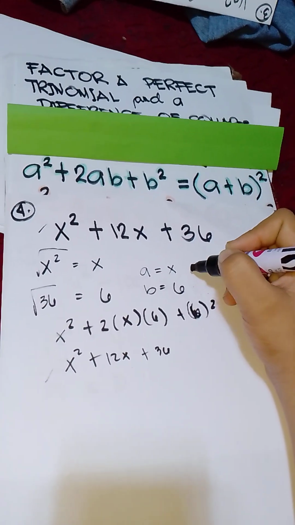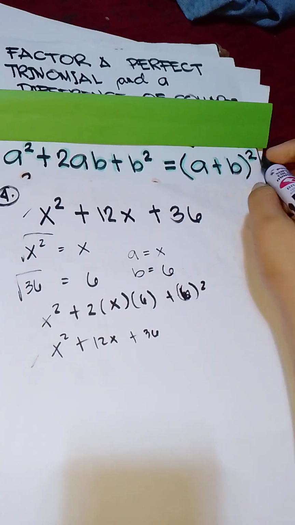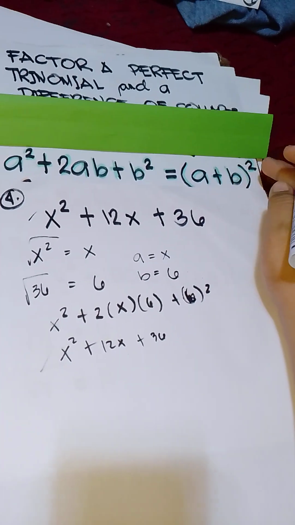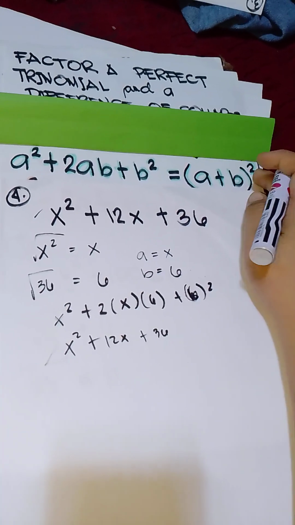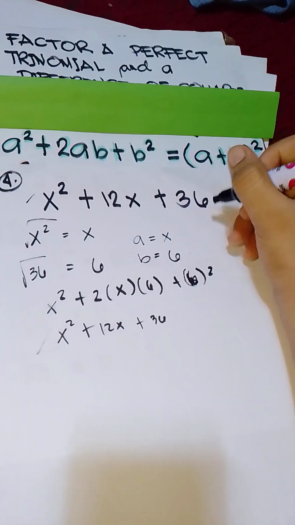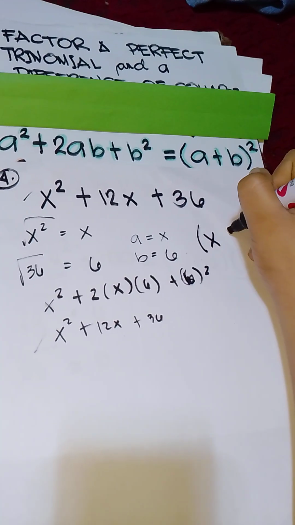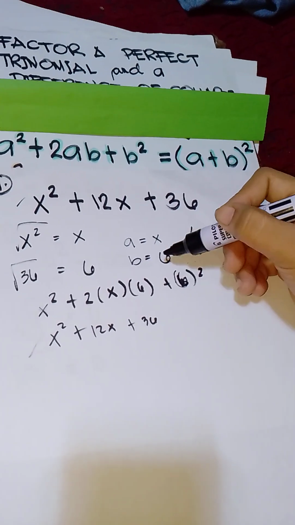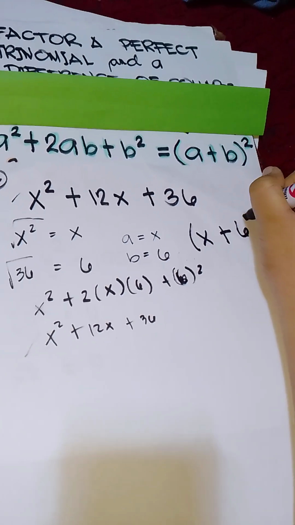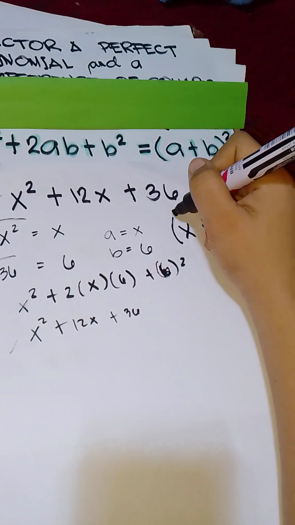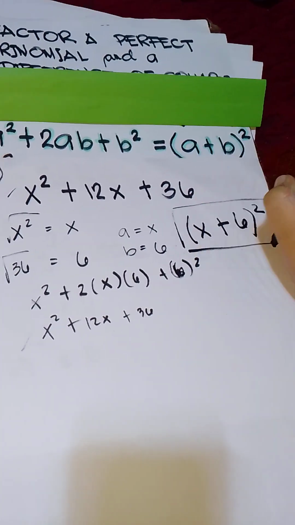Now we have to make this in the form of a plus b squared. So our answer is equal to x plus our b, which is 6, squared. So this will be our final answer.